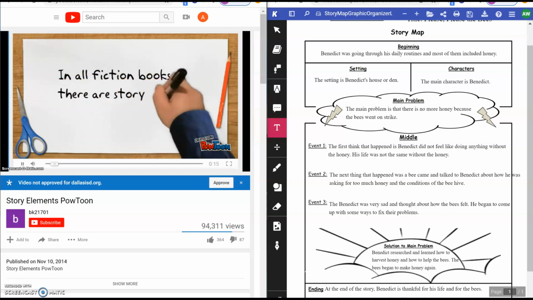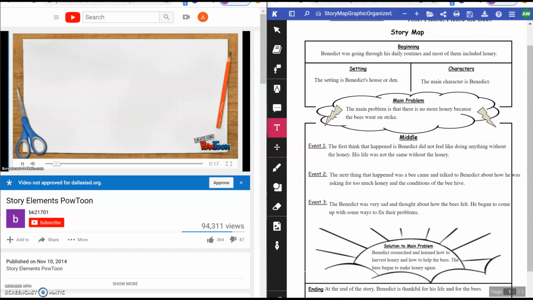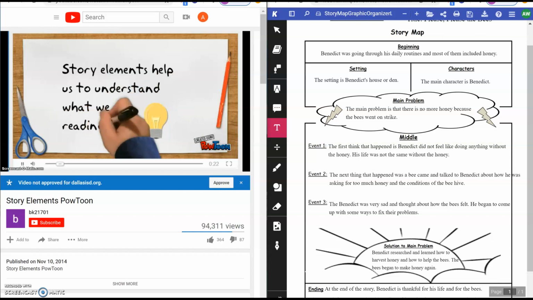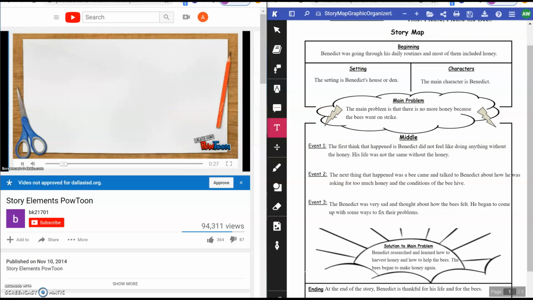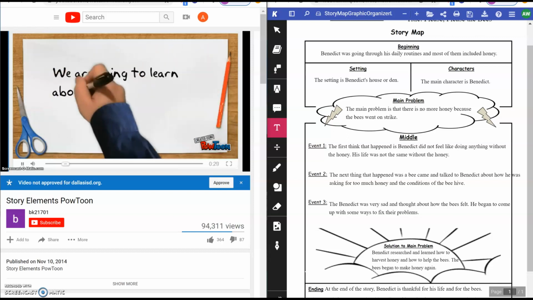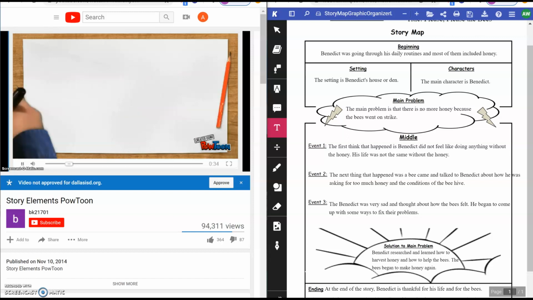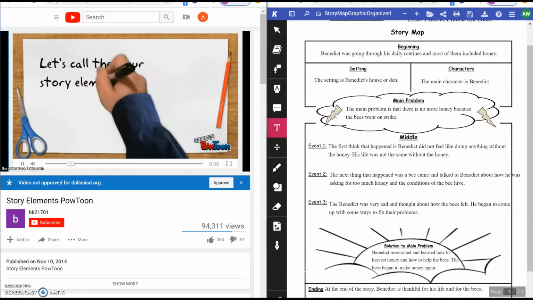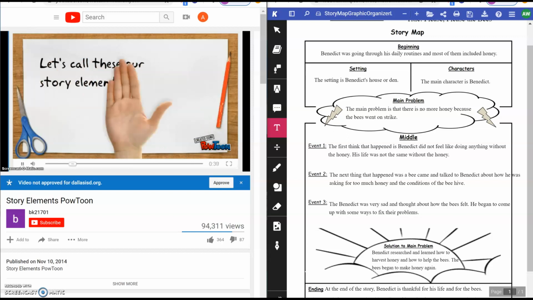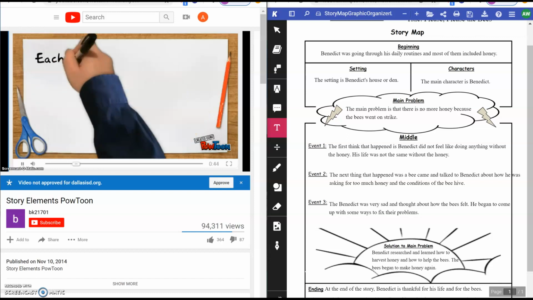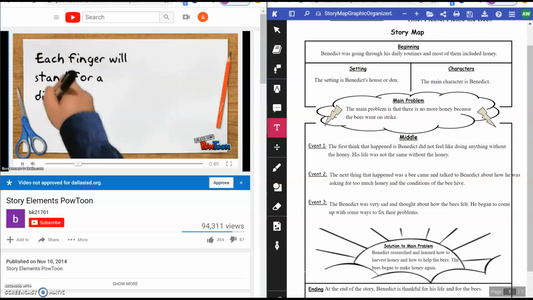In all fiction books, there are story elements. Story elements help us to understand what we are reading. We don't just read to read, we read to understand what we are reading. We are going to learn and review about 5 different story elements. Let's call these our story element 5. 1, 2, 3, 4, 5. Each finger will stand for a different story element.